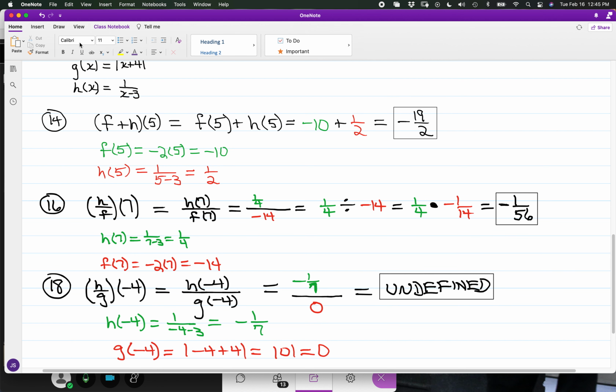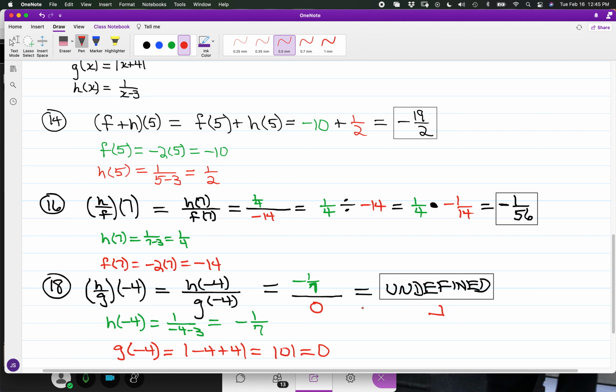Because here we have a 0 denominator. So for a fraction to be defined, the bottom value cannot be 0.